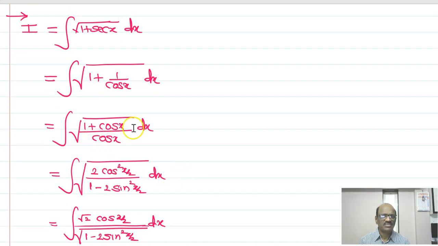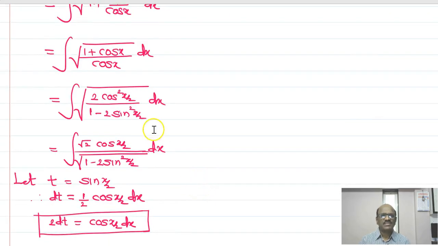Now simplify this, (1 plus cos x) upon cos x. Now what is the formula for 1 plus cos x? That is 2 cos square x by 2. And cos of x means what? Again, cos of x means cos square x by 2 minus sin square x by 2, or 2 cos square x by 2 minus 1. Now here we require 1 minus 2 sin square x by 2. And after the simplification, you are getting root 2 cos of x by 2 in under root of 1 minus 2 sin square x by 2.